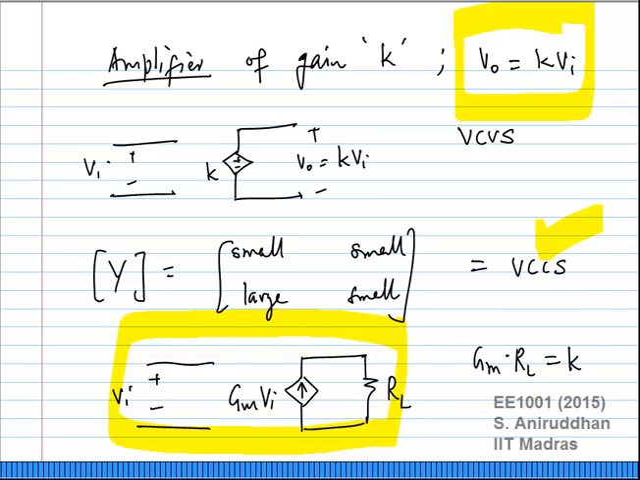You apply the input, you generate a current which is proportional to that input voltage, and you run that current through a resistor to generate a voltage. The output voltage will be taken across the resistor RL, and very clearly GM RL should be equal to K. So far so good? Any questions on what we have seen so far?